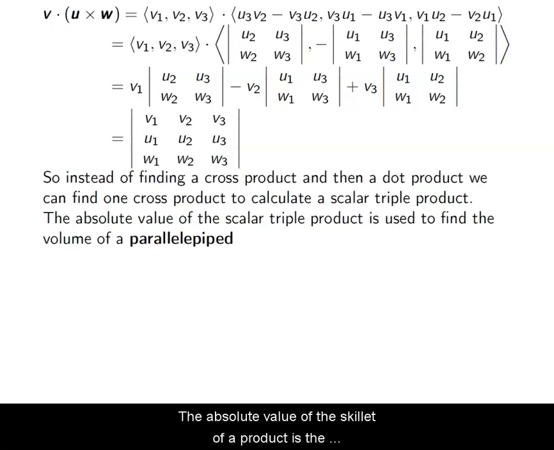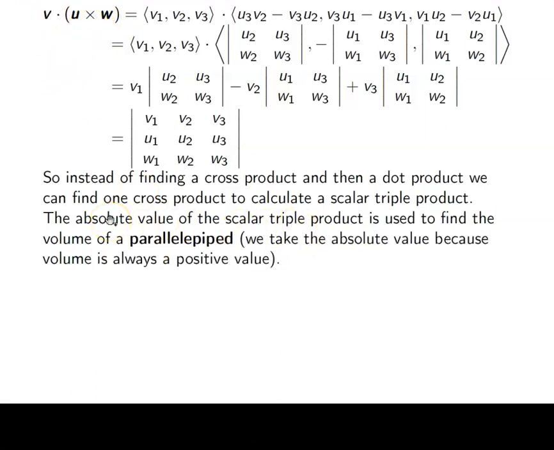The absolute value of the scalar triple product is the volume of a parallelepiped. A parallelepiped is basically a parallelogram as a prism, right? So we extend it into 3 dimensions, and the absolute value of the scalar triple product is that value. Remember, this is a dot product of a vector and another vector. Dot products can be negative. That's why we need to take the absolute value, because volume is always positive.